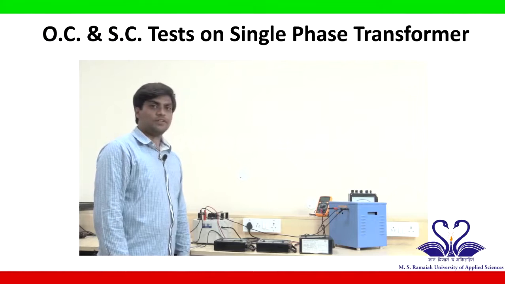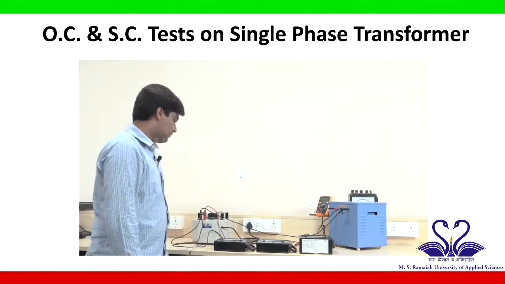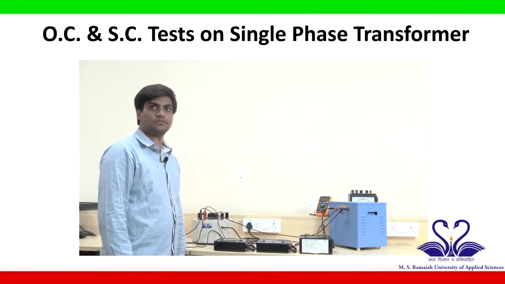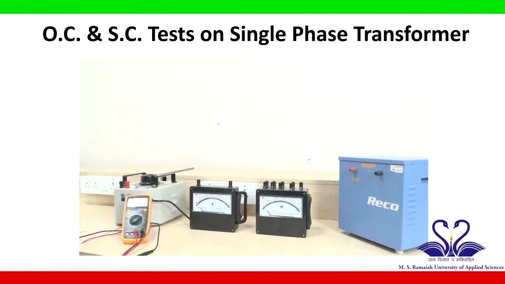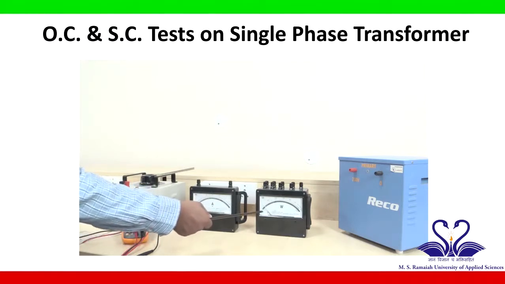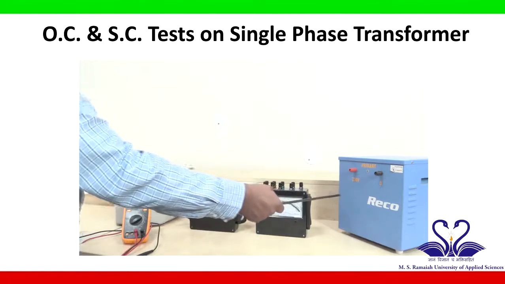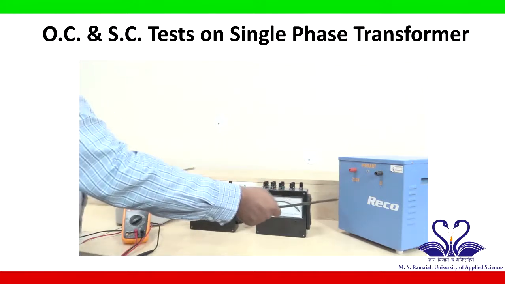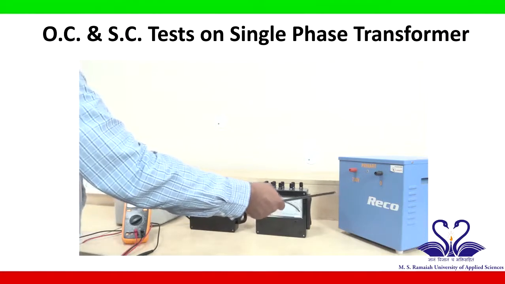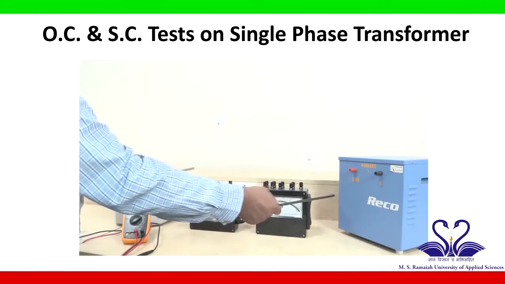The open circuit test has been conducted and all the readings are tabulated. Now let us make the circuit connection for the short circuit test. These are the components needed to conduct the short circuit test on a single phase transformer: auto transformer, multimeter used to measure the applied voltage, ammeter to measure current, and wattmeter to measure power consumed or to find out the copper loss. The entire circuit is made on the high voltage side, so the circuit is connected on the primary side of the single phase transformer.